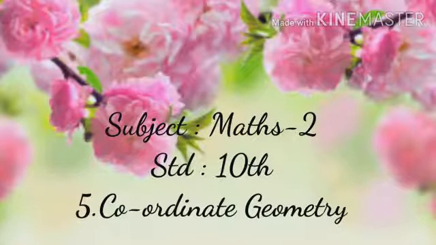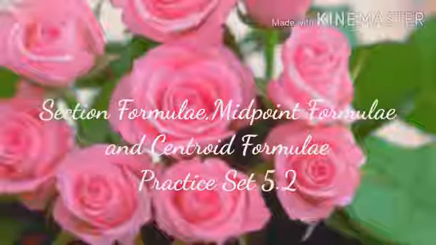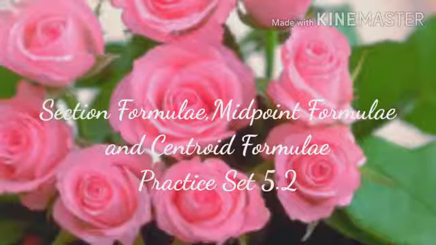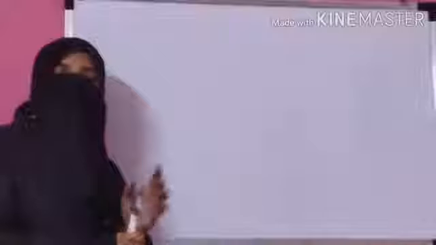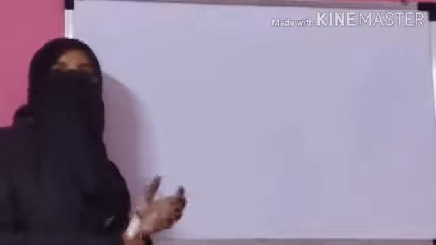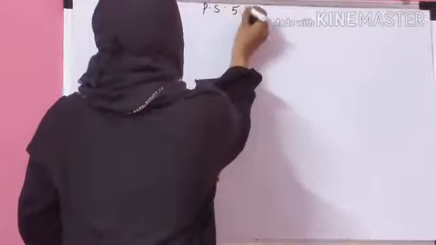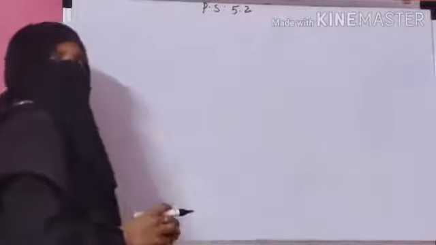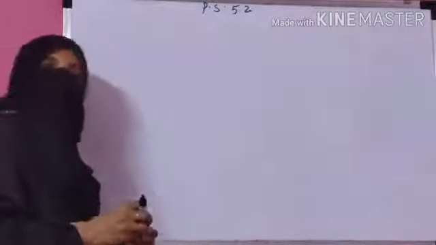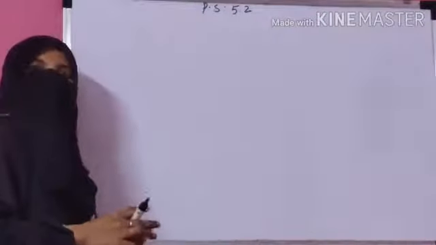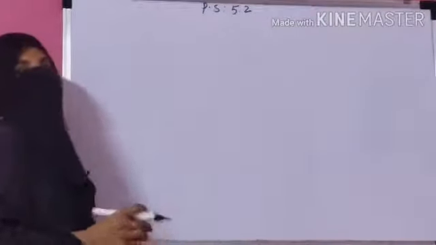In the previous lecture, we completed practice set 5.1 of lesson number 5, that is coordinate geometry. Today we are going to start practice set 5.2. Practice set 5.2 is based on section formula, midpoint formula and centroid formula.